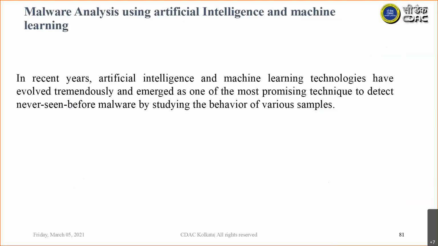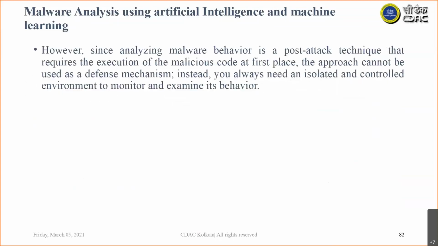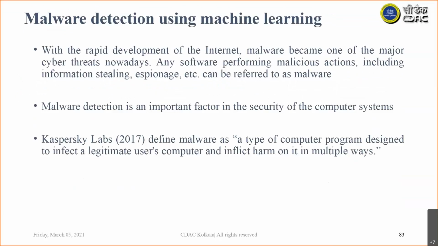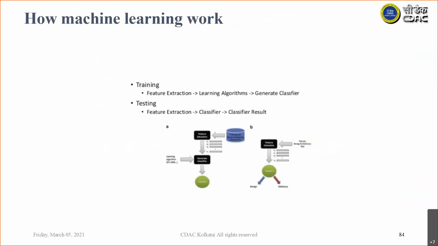In recent years, artificial intelligence and machine learning technologies have evolved tremendously and emerged as one of the most promising techniques to detect never-seen-before malware by studying the behavior of various samples. Machine learning is a very handy tool nowadays that can use the learning mechanism from past samples and develop a model which can be used for any unknown file to be classified whether it is a malware or a benign file. So how machine learning works, this is the general flow.